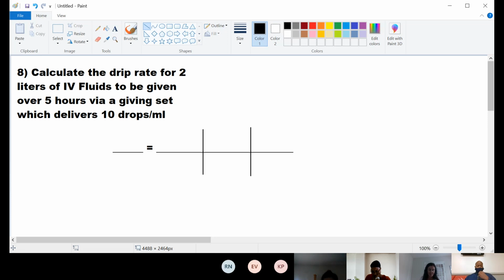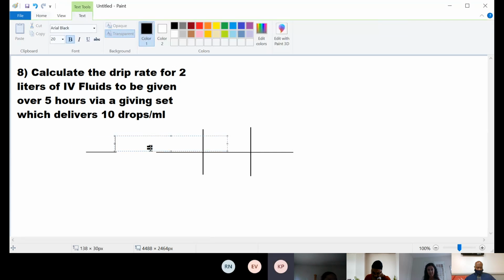Yeah, that can be a tricky thing about some of the IV calculations because this one wasn't specific, because it could have wound up being milliliters per hour. So it's minutes. Okay, so what units are we looking for now? GTT per minute. Let's put that in there.